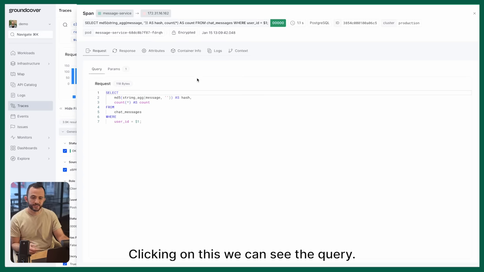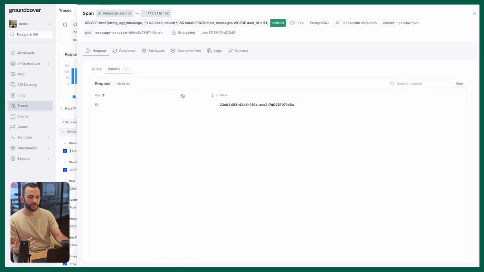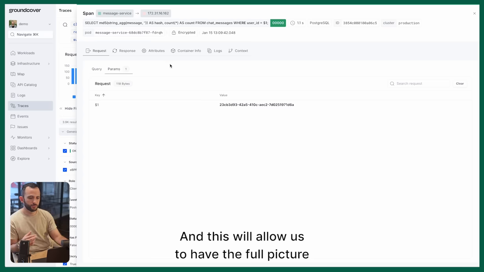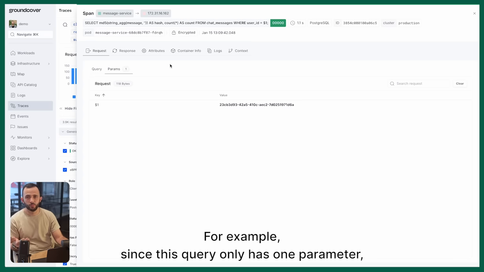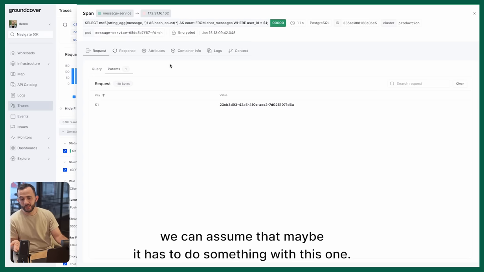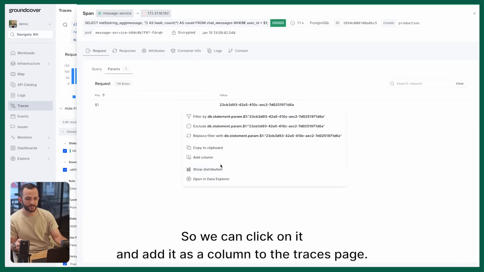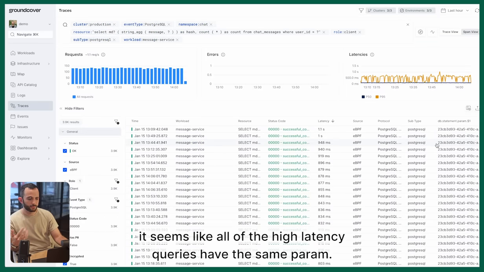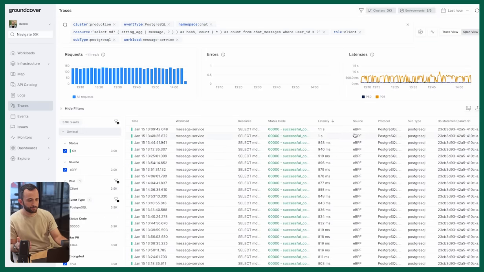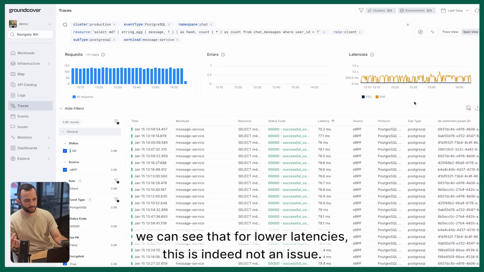Clicking on these, we can see the query, we can see the response, we can see the params that triggered inside this query. And this will allow us to have the full picture when trying to investigate what is happening. For example, since this query only has one parameter, we can assume that maybe it has to do something with this one. Maybe this is what dictates if we have higher or lower latency. So we can click on it and add it as a column to the traces page. And we can see that indeed it seems like all of the high latency queries have the same param. If we filter by latency again, we can see that for lower latencies, this is indeed not an issue.